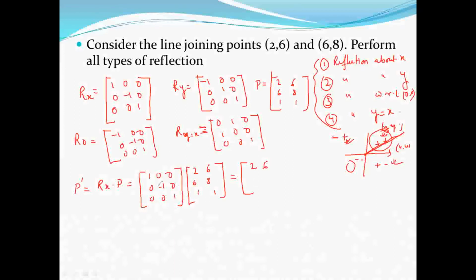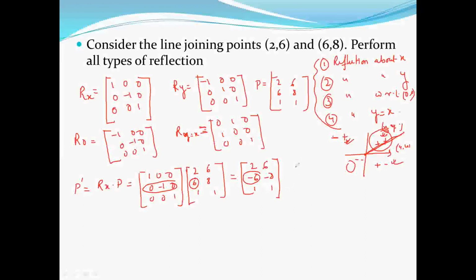Now the y value. This row will be multiplied by this column, so 0 into 2, minus 1 into 6, 0 into 1. Previously it was 6 and now it becomes minus 6. Very simple. Similarly, if you multiply this one with this, it will be minus 8. And the last one is 1 1.